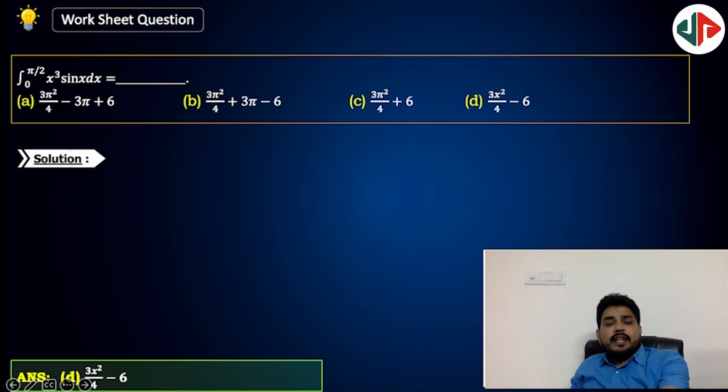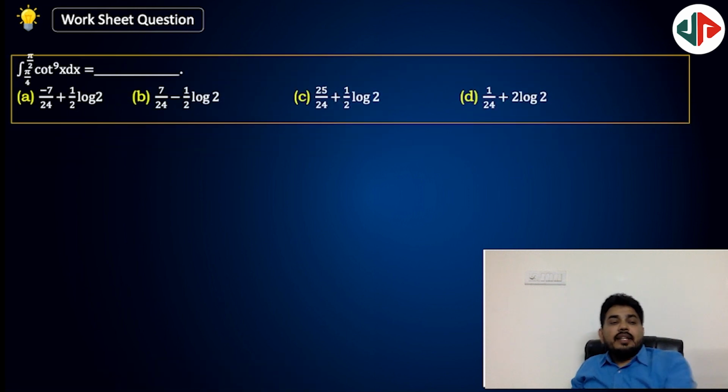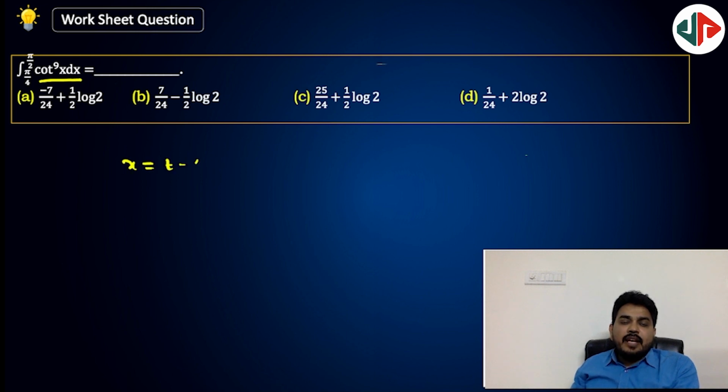Next question is the integral from pi by 4 to pi by 2 of cot power 9x dx. Okay, so here, what is this one? If you write here pi by 4 to pi by 2, I want to write x is equal to t minus pi by 4 or t minus pi by 2.